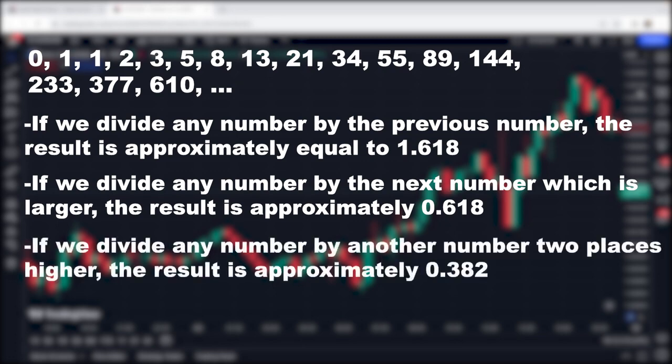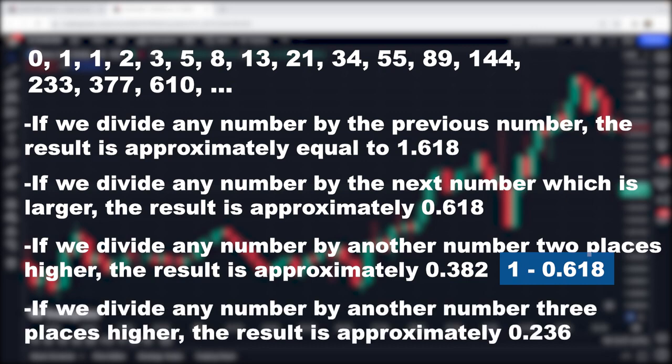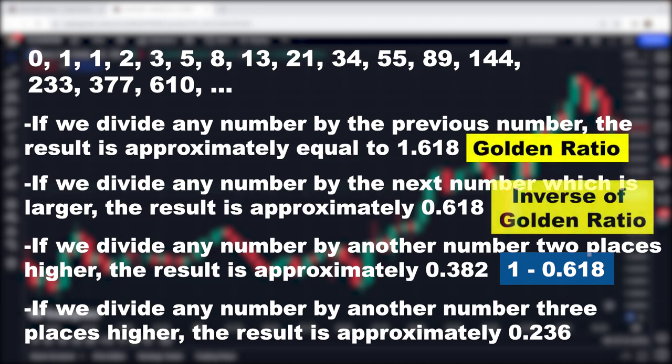And if we divide any number by another number 2 places higher, the result is approximately 0.382, and similarly the result gets closer to this as we move forward and the numbers get larger. Also notice that 1 minus 0.618 equals 0.382. And finally, if we divide any number by another number 3 places higher, the result is approximately 0.236, with the result getting closer to this as we move forward and the numbers get larger. The ratio of 1.618 is called the golden ratio, and 0.618 is the inverse of the golden ratio.